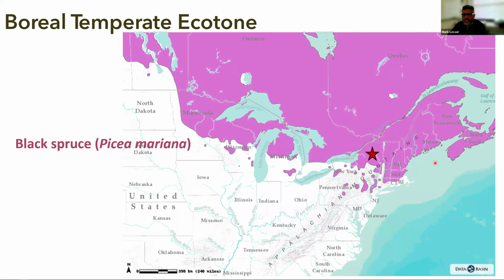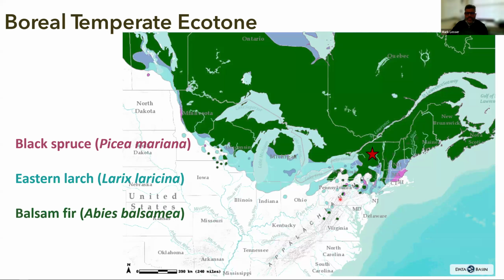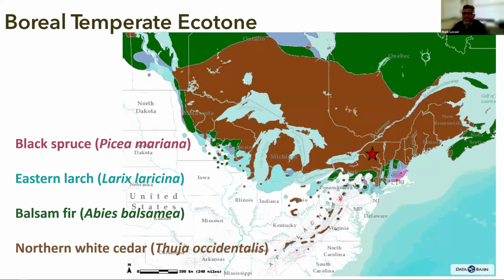For instance, black spruce occurs to some degree in small scattered pockets south of here, but really those are at higher elevations. And so in lowland areas, primarily peatlands and forested bog environments, this is the southern extent of this species. Likewise with eastern larch, with balsam fir, and with northern white cedar. And these are all species that are potentially going to be impacted most strongly by a warming climate and changing environmental conditions, and pushed to the north over the coming decades or centuries.